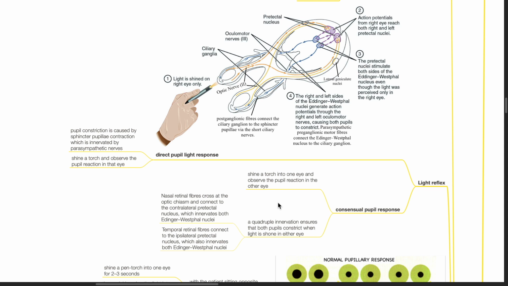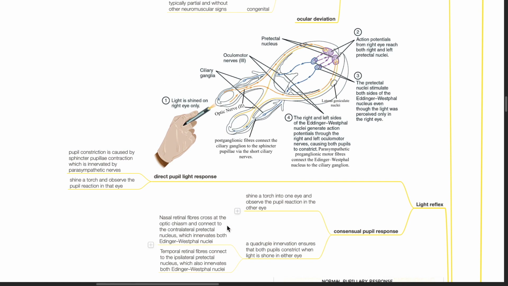Nasal retinal fibers cross at the optic chiasm and connect to the contralateral pretectal nucleus, which innervates both Edinger-Westphal nuclei. Temporal retinal fibers connect to the ipsilateral pretectal nucleus, which also innervates both Edinger-Westphal nuclei.